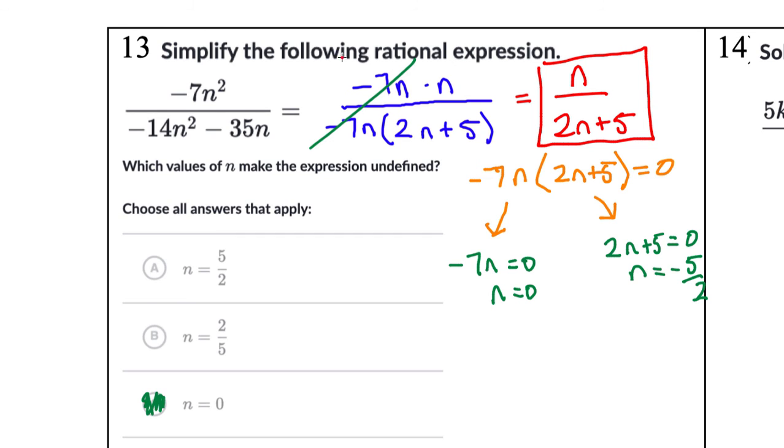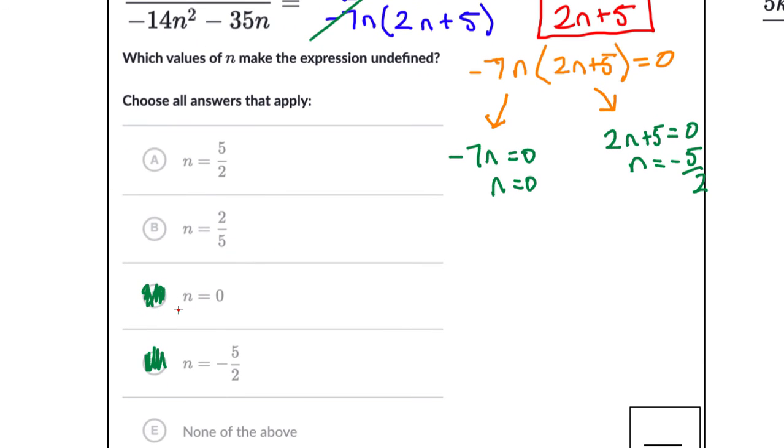So this is a two-part question. I told you it was. The first part is simplify, which we did. The second part is asking you which values make it undefined. That second part, the answers were C and D. There are two parts to that question. This question on the final will also have two parts.